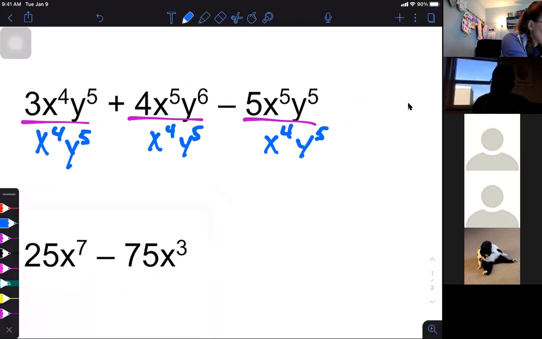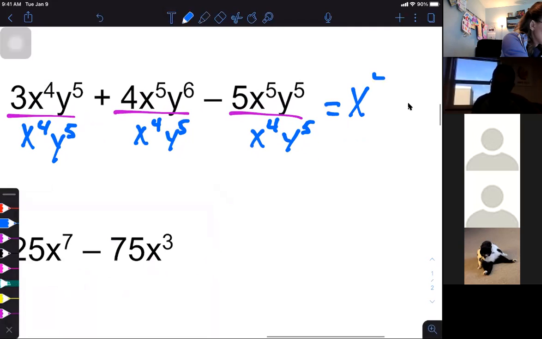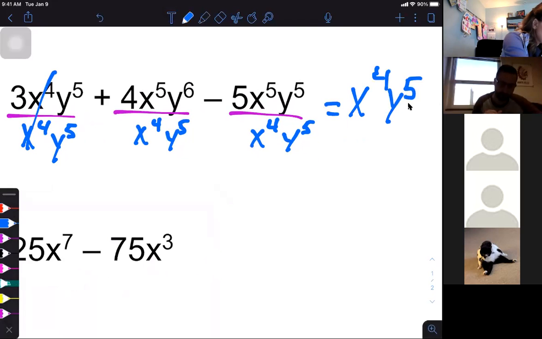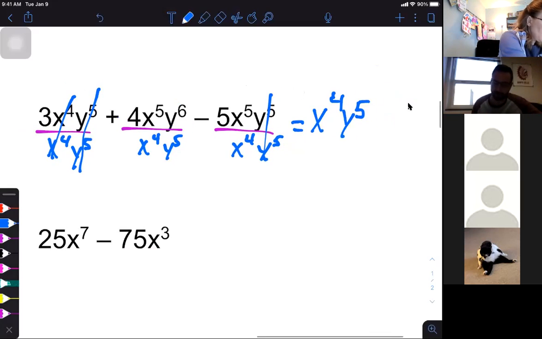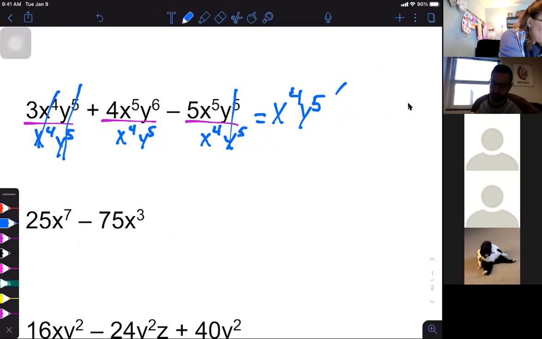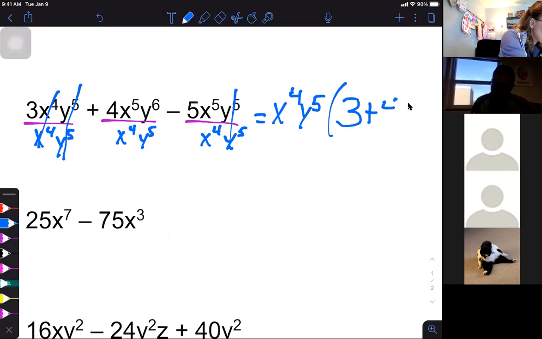And then, so we get X to the 4th, Y to the 5th. And then now you can look to cross off. The X to the 4th's cross off, the Y to the 5th's cross off there. Nothing crosses off in the second term. If we look at the third term, the Y to the 5th's will cross off. So now the only thing left in the first term is a 3. The second term, you have a 4.